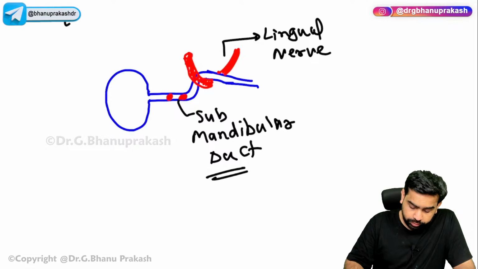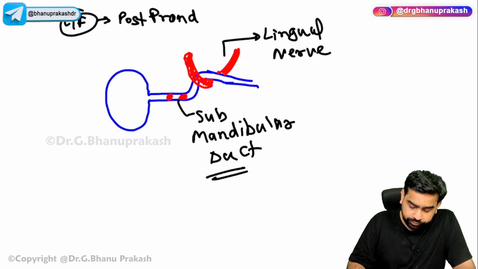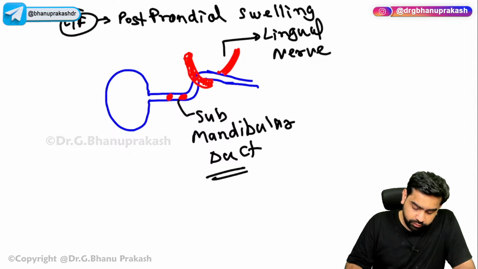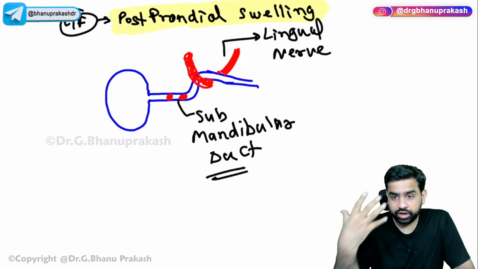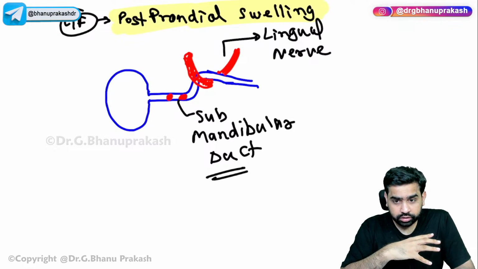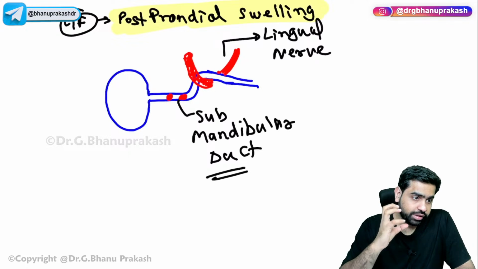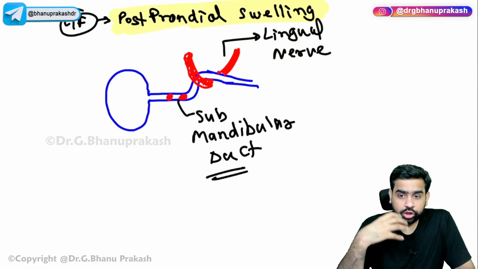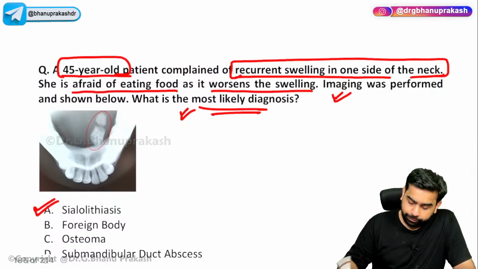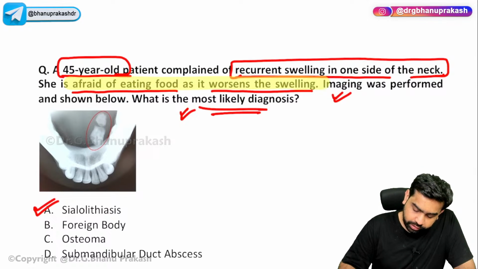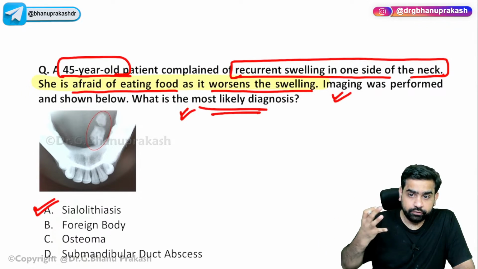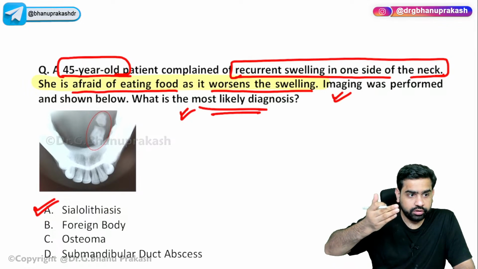Now, what are the clinical features of these patients? There's going to be postprandial swelling. It means the swelling increases after eating food, because after eating food the salivation increases, and the saliva is not able to go out easily, so there is accumulation of saliva and a lot of pain. Are you understanding my point? This is why they gave you that the patient is afraid of eating food, because the swelling and pain increase after eating food.